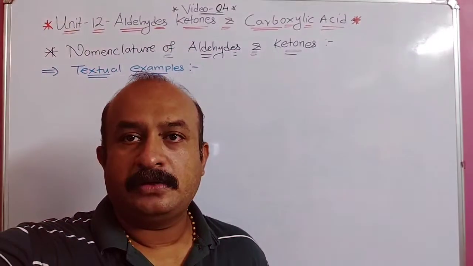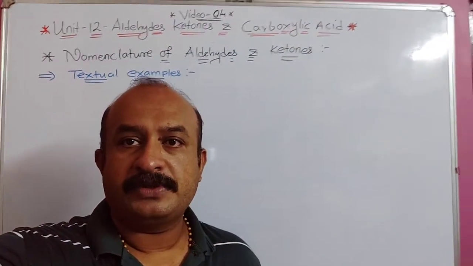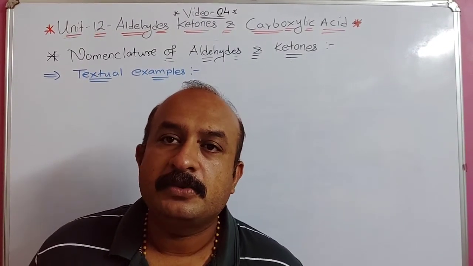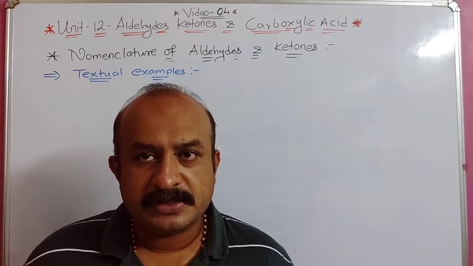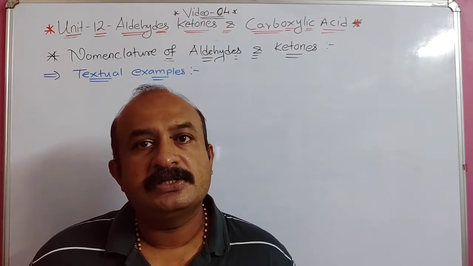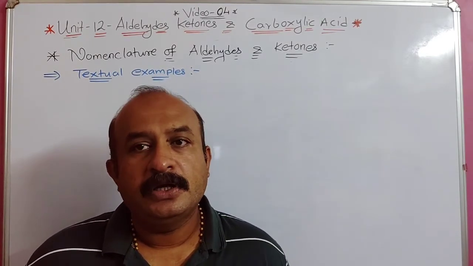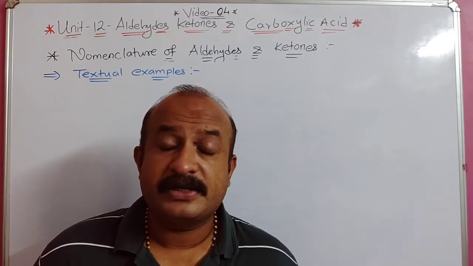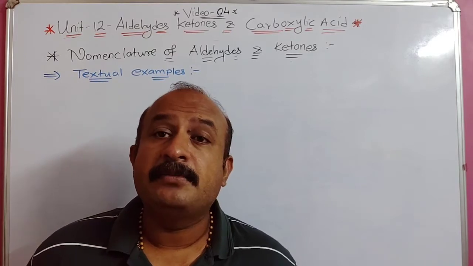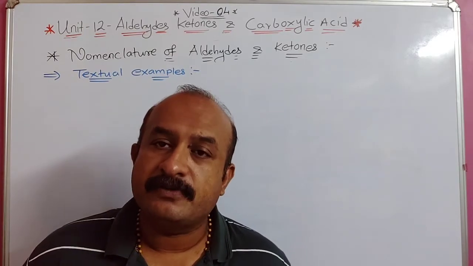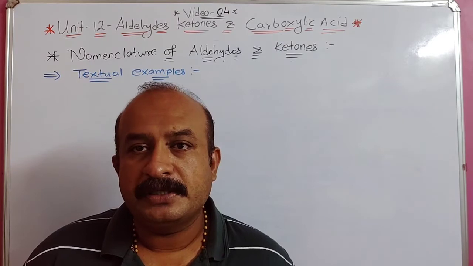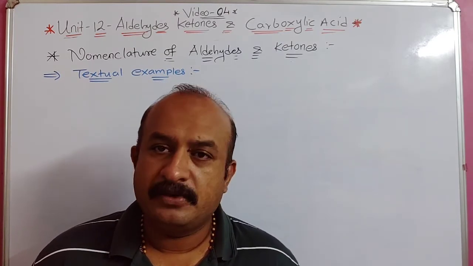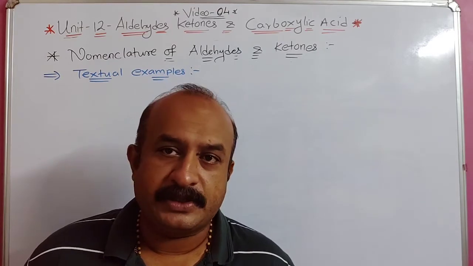Today in video 4 we are going to discuss the same topic we discussed in the last video, that is the nomenclature of aldehyde and ketone. But today we will discuss the textual exercise and textual examples which are given after the explanation of common name and IUPAC name. First we will discuss that, and certain important things that I am going to discuss are not given in your textbook.